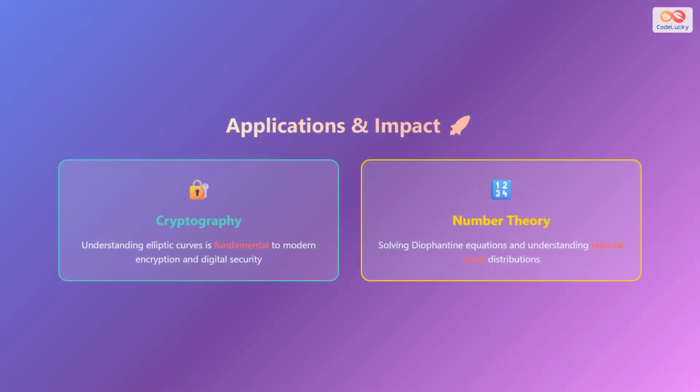The implications of the BSD conjecture extend far beyond pure mathematics. Elliptic curves, and therefore the BSD conjecture, have significant applications in cryptography. Understanding elliptic curves is fundamental to modern encryption and digital security. Also, it helps in solving Diophantine equations and understanding rational point distributions, all of which have wide-ranging consequences.